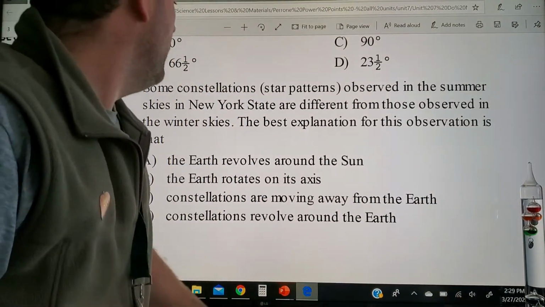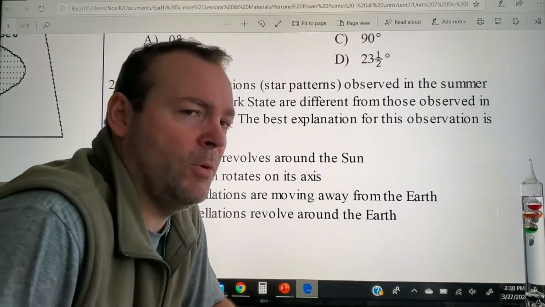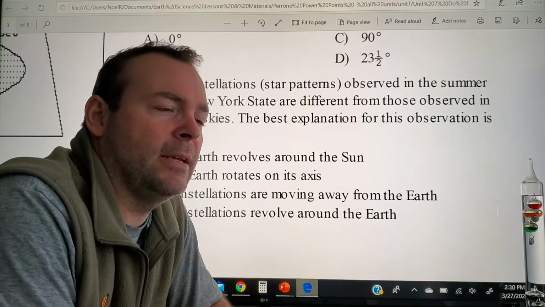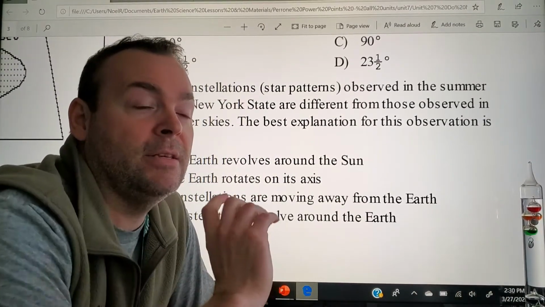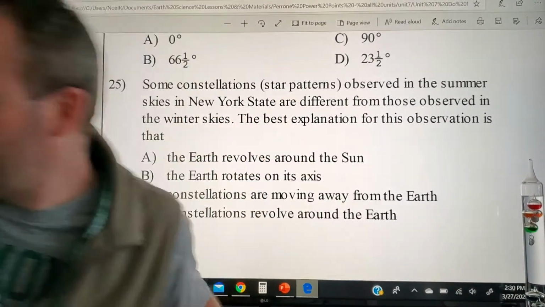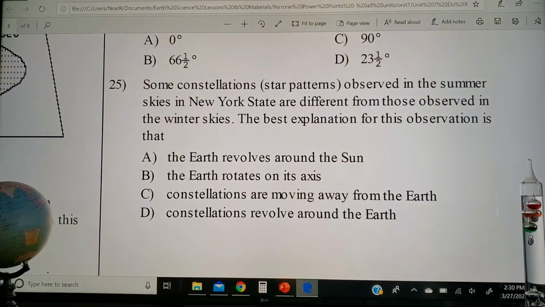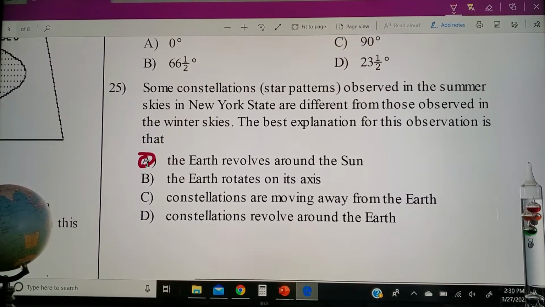So why do we see different constellations? Well, the Earth is revolving around the sun. And if you remember, we had a lab on that in the classroom where we had this bright light in the middle, and you had to revolve around it and then rotate to see which constellations you could see.